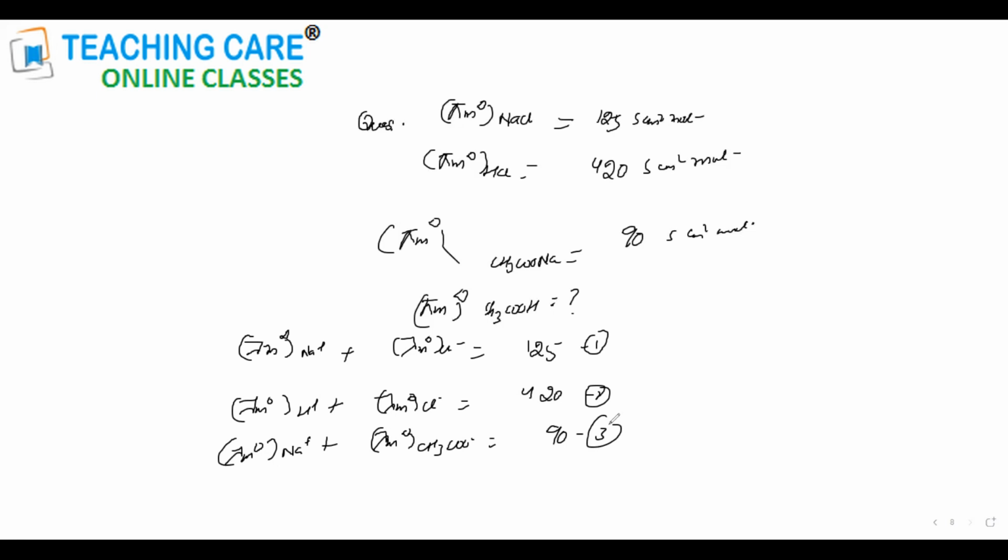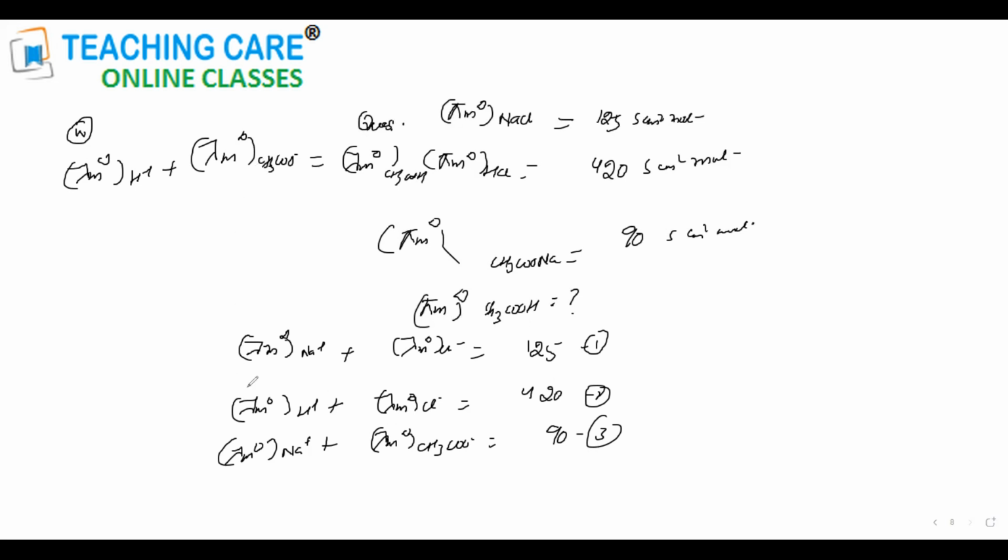So what can we do? We can subtract equation number 1 from 3. So for this acetic acid, what will be the equation? For the fourth, the equation will be molar conductivity of H plus ion plus molar conductivity of CH3COO minus ion will give the molar conductivity of CH3COOH. Okay? Can you follow? Yes, sir.